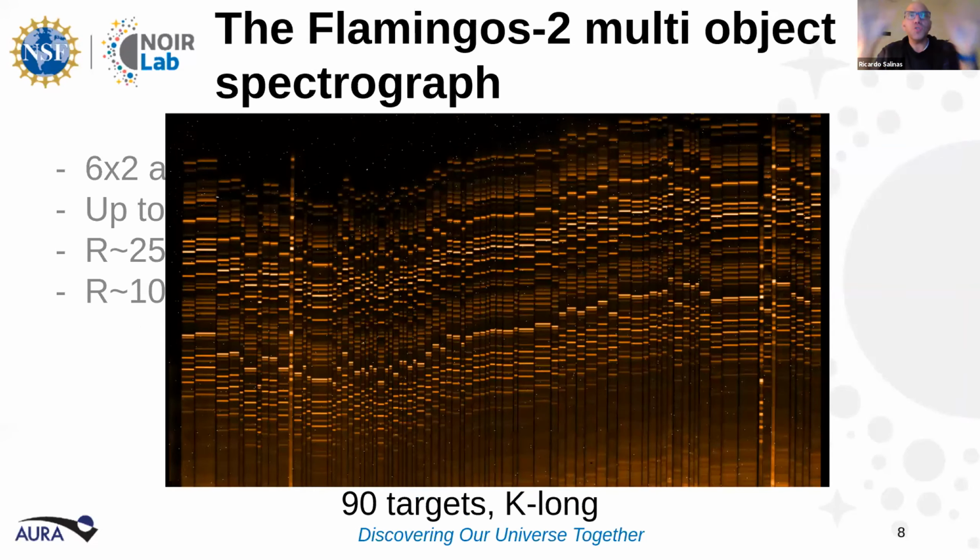This is just to show you an end result, how they look. Something that looks immediately different from GMOS is that the dispersion axis is different, right? In the case of GMOS, the slits are like this, and you have the dispersion like this. In this case, the dispersion is different. And here is just an example of an exposure. Many slits, 90 targets, observing in the K long.